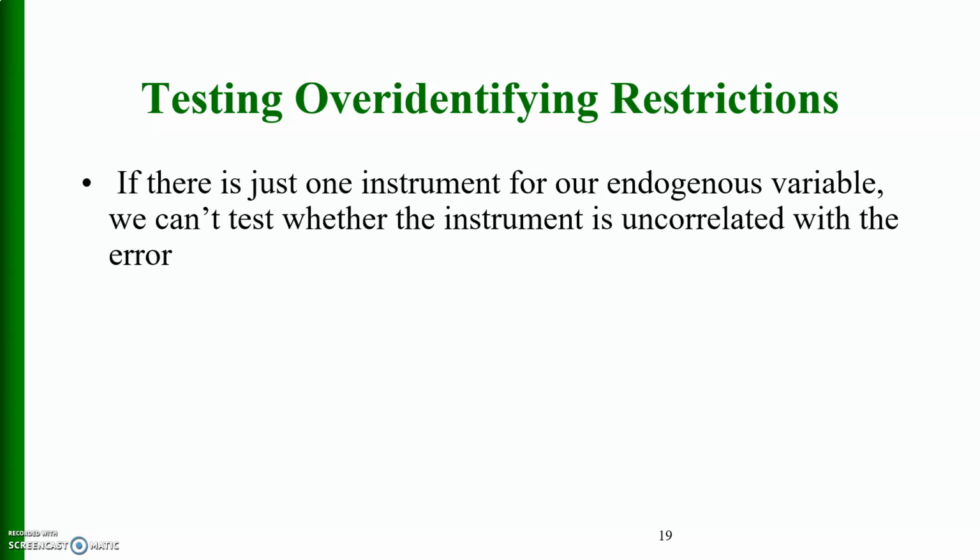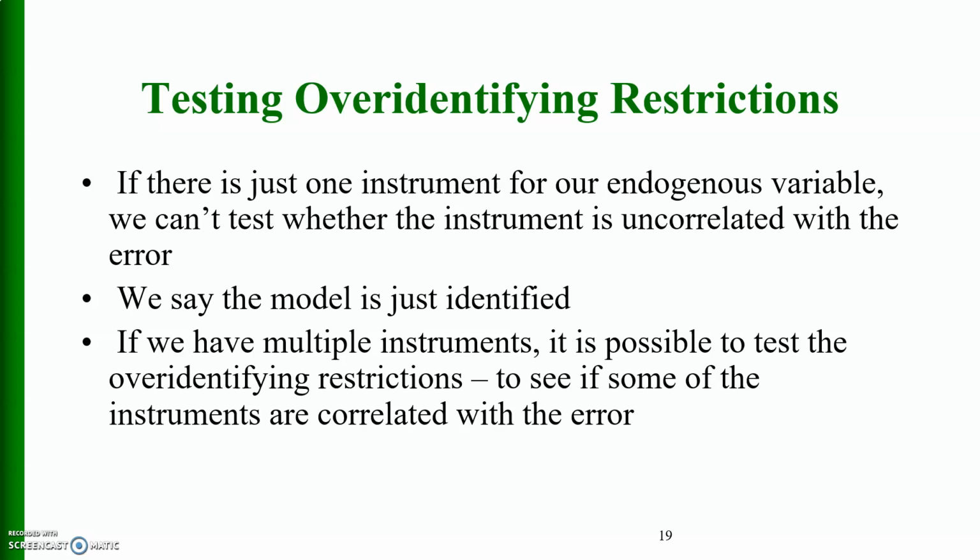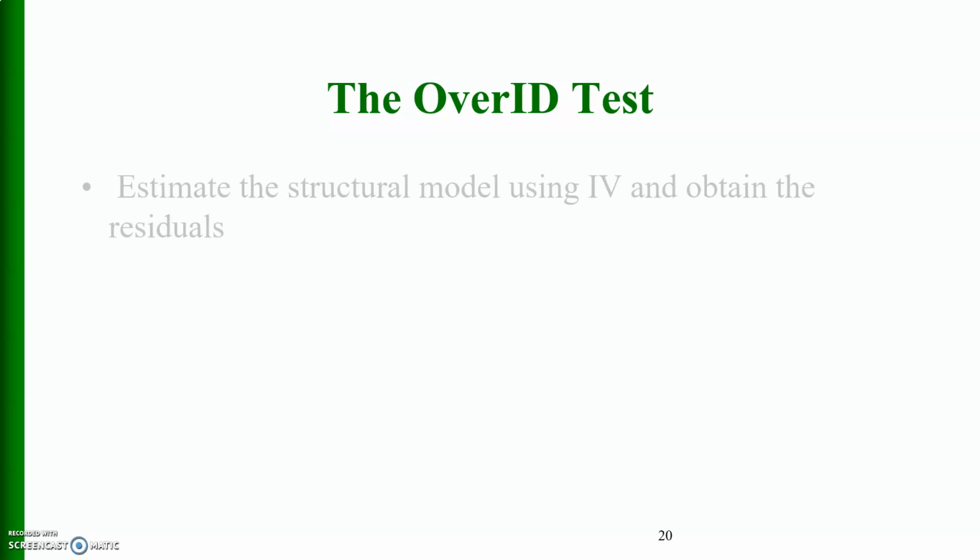We can also use IV for testing overidentifying restrictions. If there is just one instrument for our endogenous variable, we cannot test whether the instrument is uncorrelated with the error, and we say the model is just identified. If we have multiple instruments, it is possible to test the overidentifying restrictions to see if some of the instruments are correlated with the error. The overidentification test.